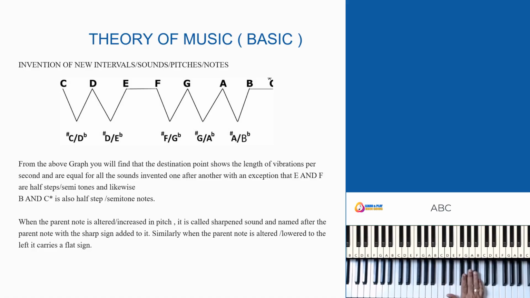And these black keys have two names. From C, if you go up, it's called C sharp. From D, if you come backwards, it's called D flat. And they are called the enharmonic notes.